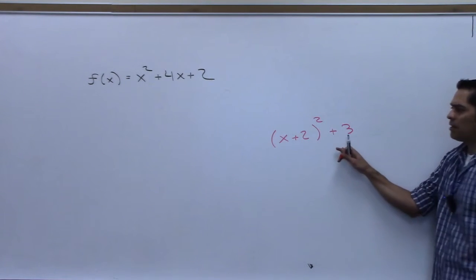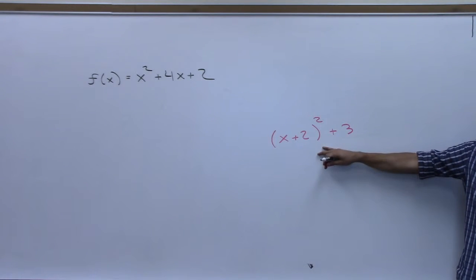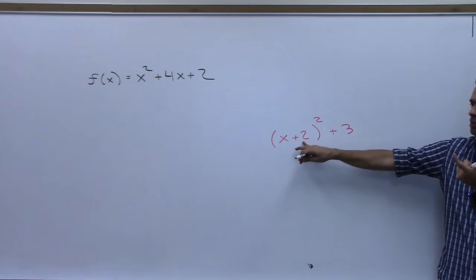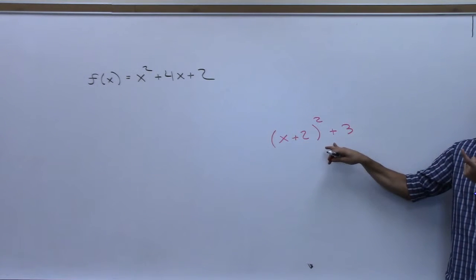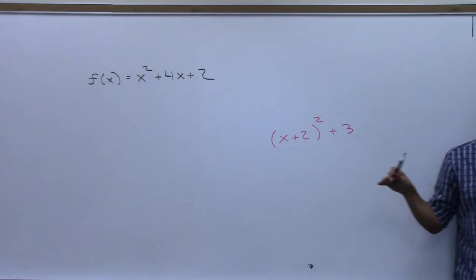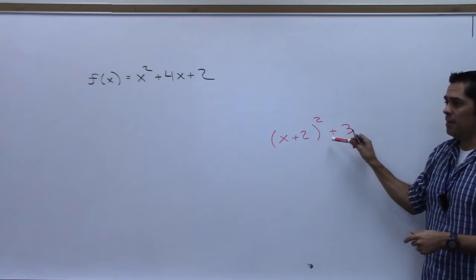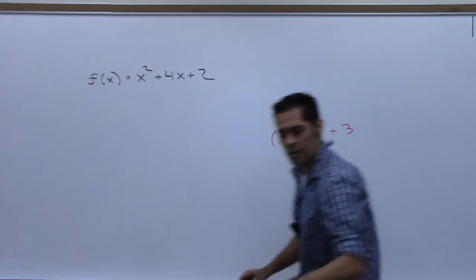If I asked you to graph that, could you graph that? What's the toolbox function? Squared. What has it done? We've moved it left 2 and up 3, right? So we can somehow just turn this into this. We could graph it easily, couldn't we? So let's try and turn that into something like this. So we will complete the square to do that.